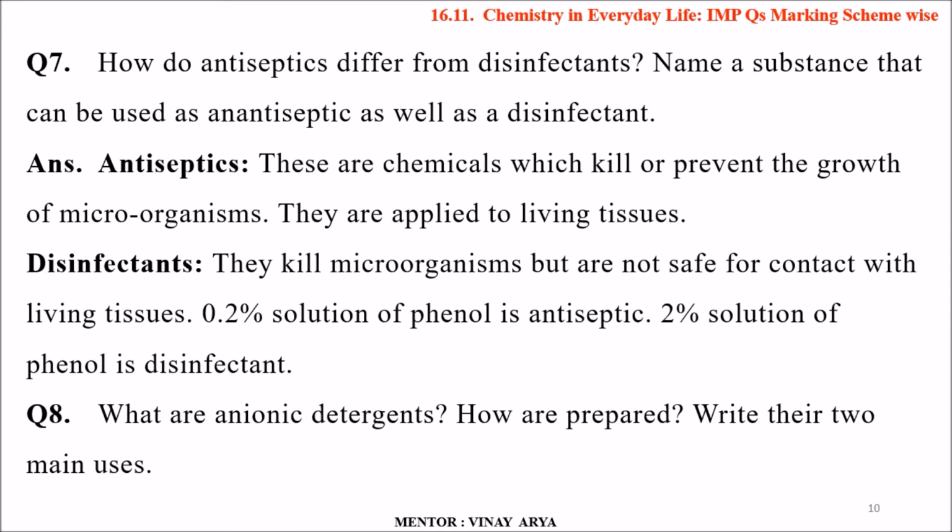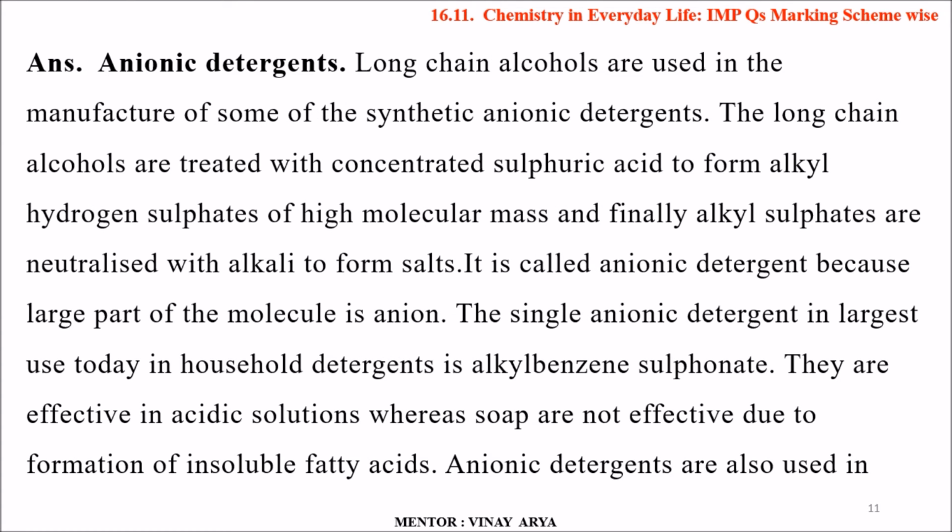Question number 8. What are anionic detergents? How are they prepared? Write their two main uses. So anionic detergents: long chain alcohols are used in the manufacture of some of the synthetic anionic detergents. The long chain alcohols are treated with concentrated sulfuric acid to form alkyl hydrogen sulfates of high molecular mass, and finally alkyl sulfates are neutralized with alkalis to form salts.